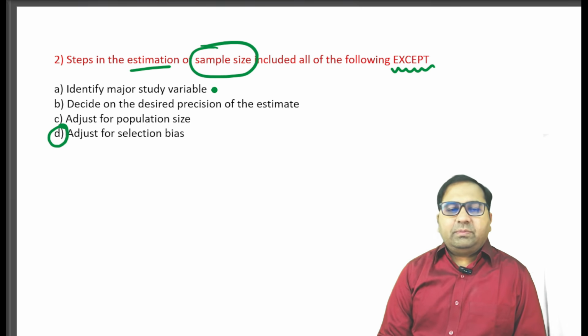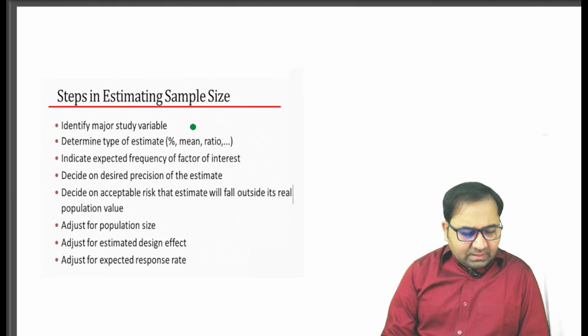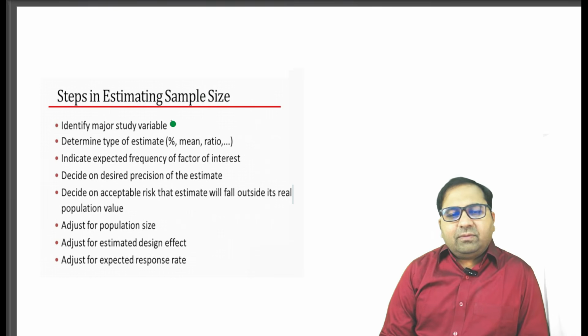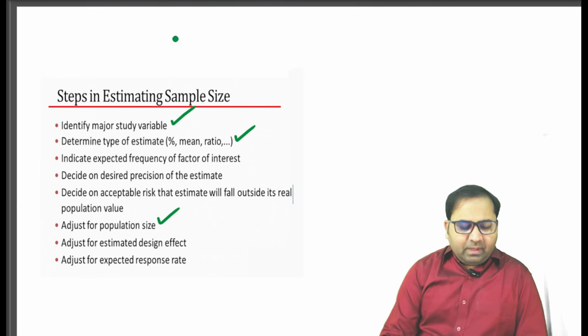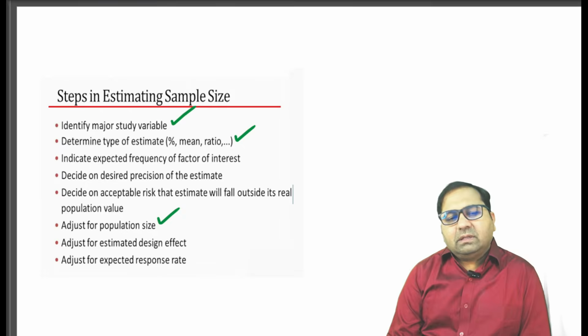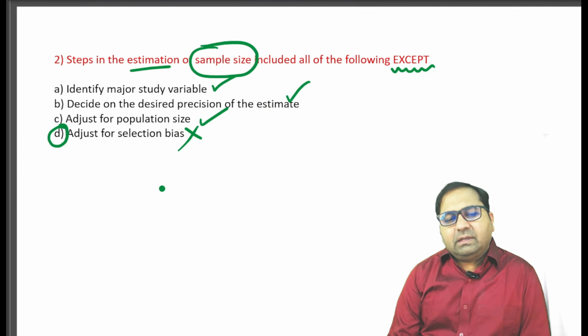So let us see the other steps. Identifying the major study variables, yes, it is present. Decide on the desired precision for the estimate, yes, it is correct. And adjust for the population size, it is correct. See over here, they have advised identifying the major variable, yes, this was there. Determine the type of estimate, yes, this was there. Population size was there, yes, this was there. But the adjustment for selection bias was not mentioned here.